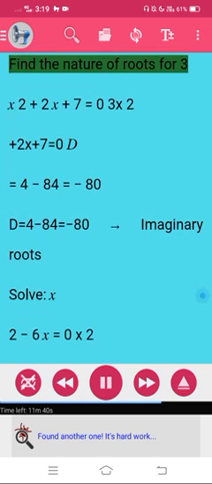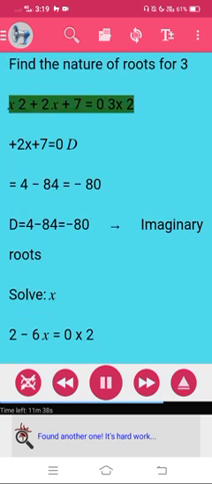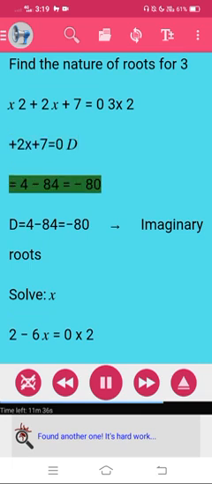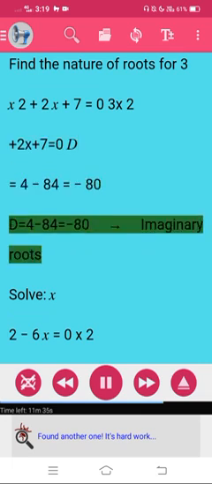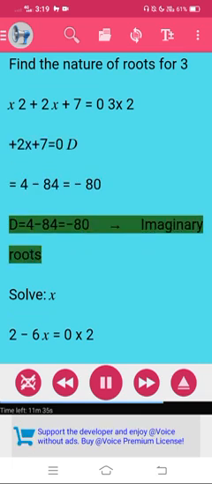Find the nature of roots for 3x² + 2x + 7 = 0. D = 4 - 84 = -80 ⇒ imaginary roots.